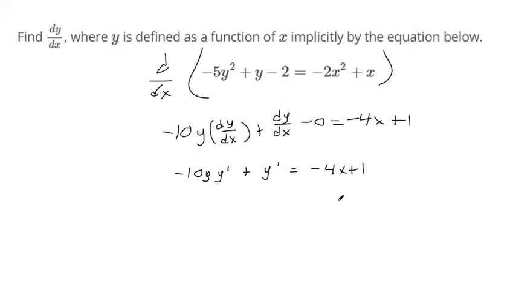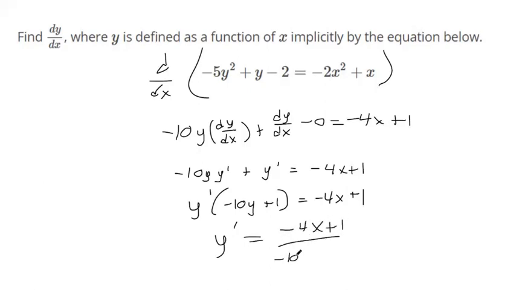Quicker to write. I'm trying to get y prime by itself. I'm trying to figure out what dy/dx is. So I'm going to factor out a y prime in here. And then I'm still trying to find out what dy/dx is. So let's divide that negative 10y plus 1 from both sides.